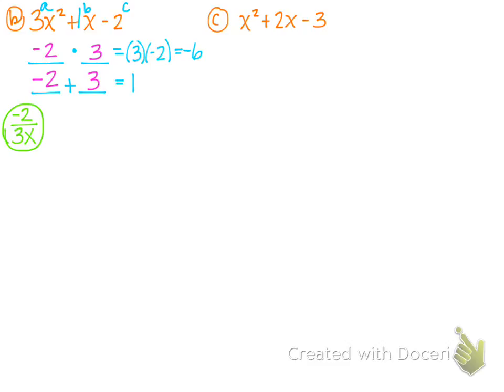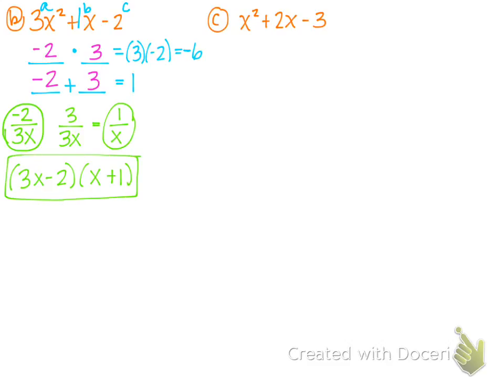And then we take our other blank, which is 3, and we put it over A, which is 3, and our variable. And this goes to 1 over x, because 3 over 3 is 1. So there's our other term. So my two terms are, we're going to do denominator, numerator, 3x minus 2, and then x plus 1. So there's our factored trinomial.